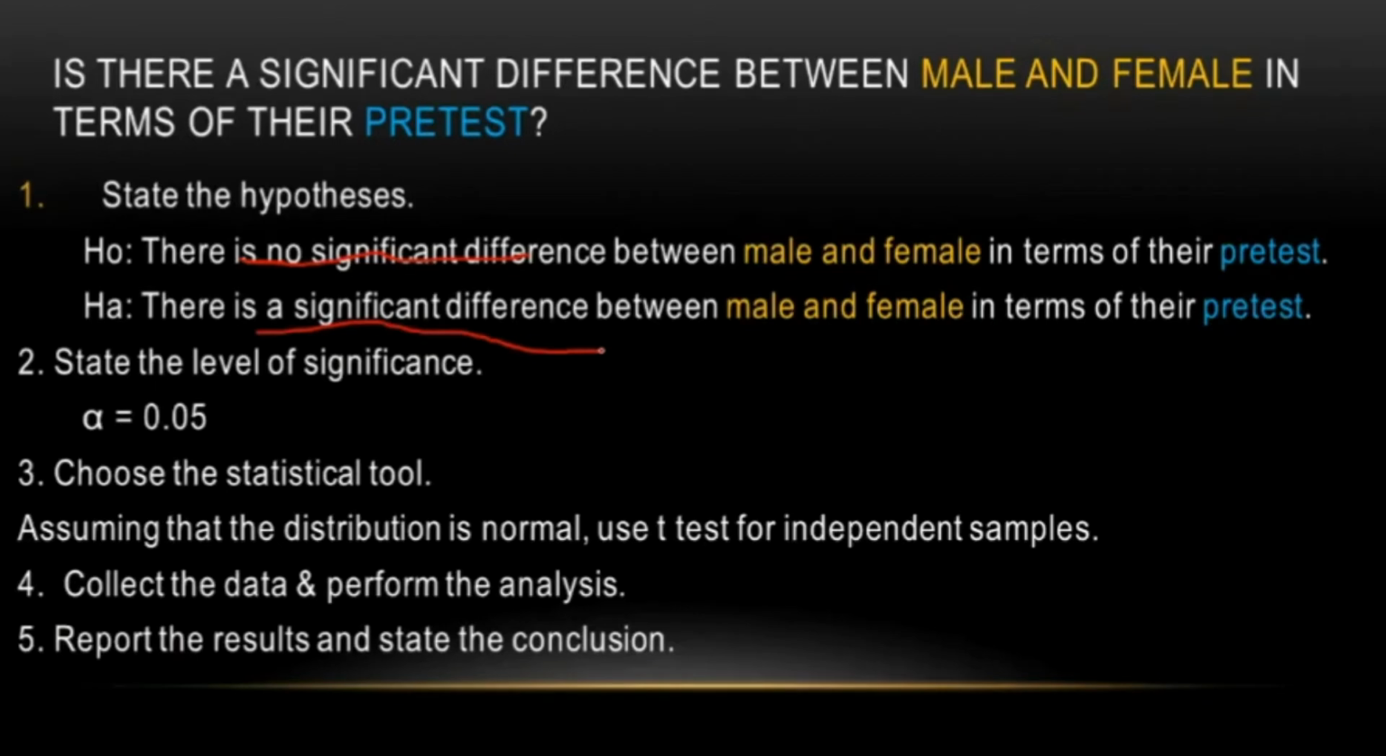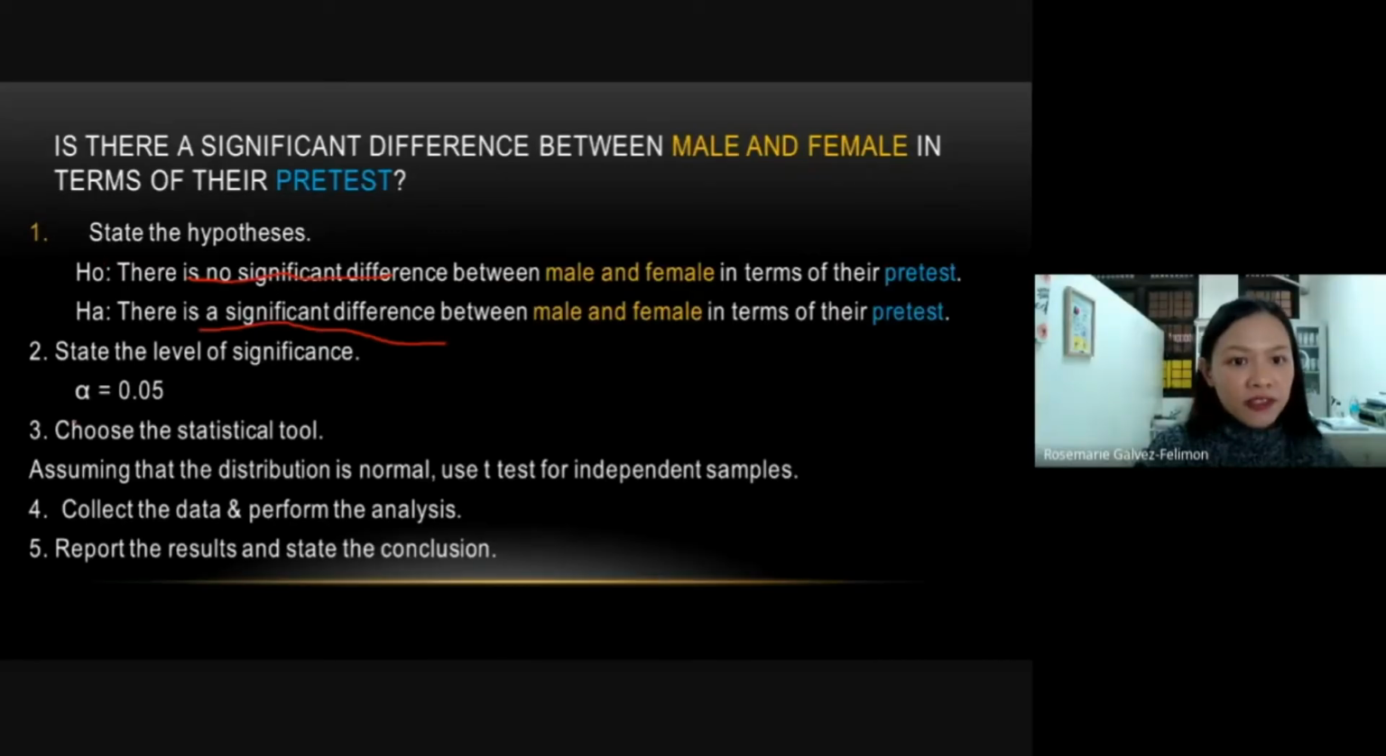Step 2, state the level of significance. So that's alpha is equal to 5% or 0.05. But as I mentioned a while ago, as emphasized by the question of William, 5% may change. You may also use 3% or 1%.